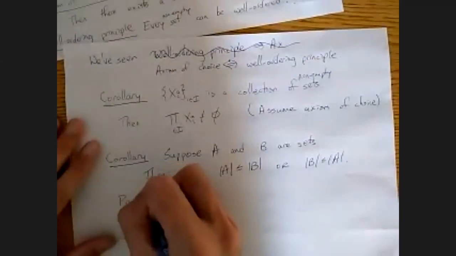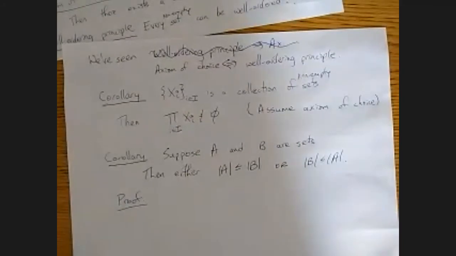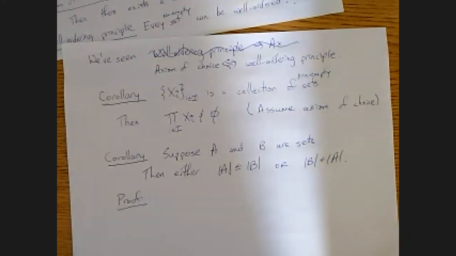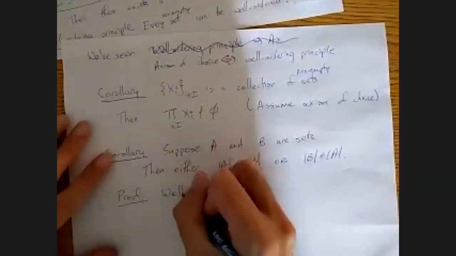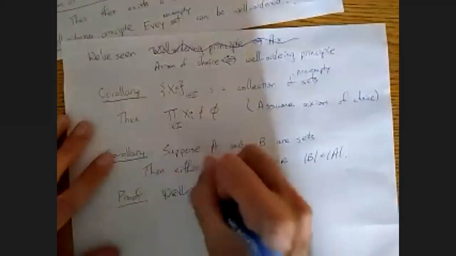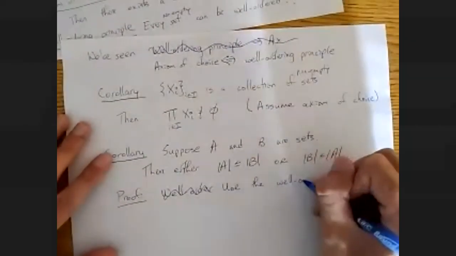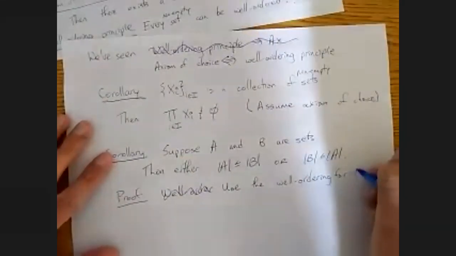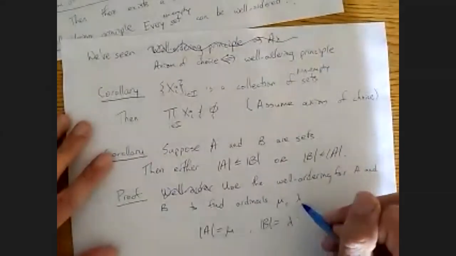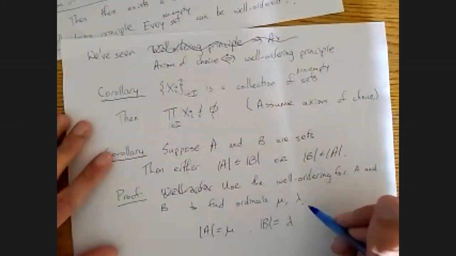So the proof would be to basically use the well ordering for A and B to find ordinal numbers mu and lambda with the cardinality of A equals mu, cardinality of B equals lambda. And for ordinal numbers, it's true that either mu is less than or equal to lambda or lambda is less than or equal to mu.